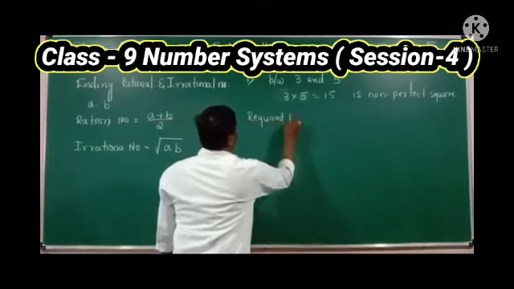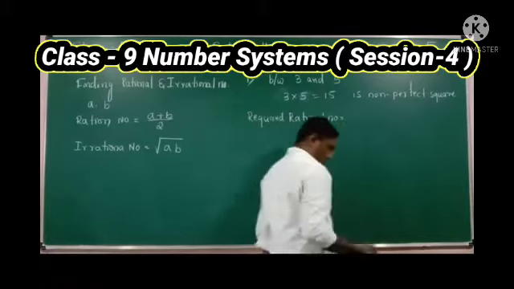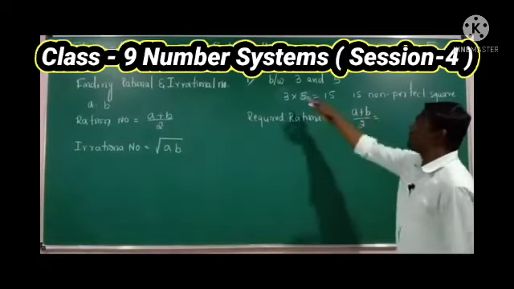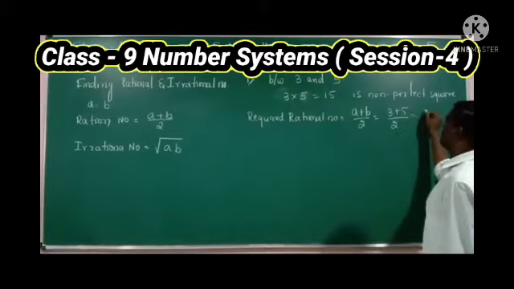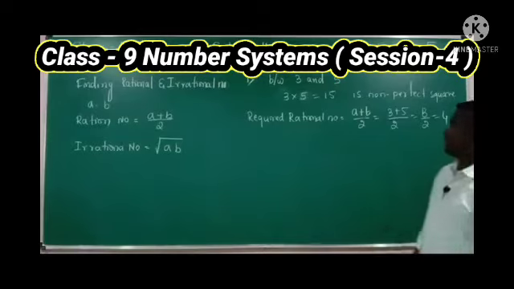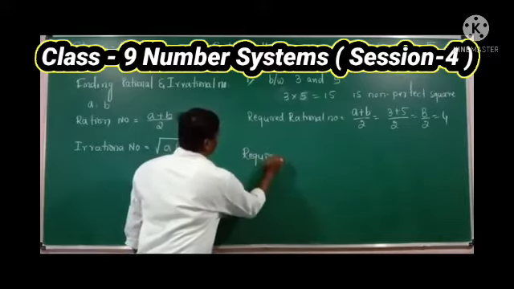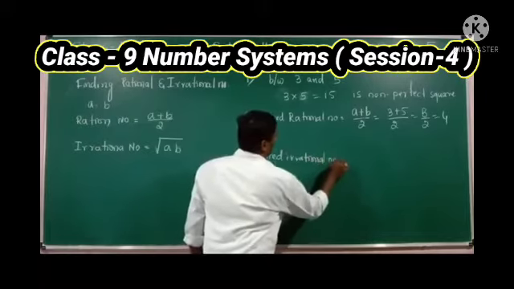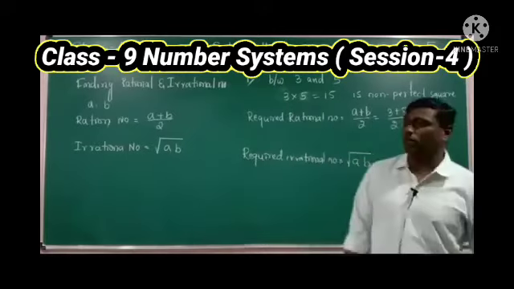The required rational number is equal to, what is that formula? A plus B divided by 2. Here A means 3 and B means 5. So 3 plus 5 divided by 2 is nothing but 8 divided by 2, which is equal to 4. Next, the required irrational number. How can you find the irrational number? Square root of A into B.